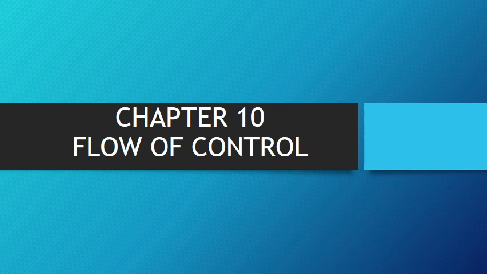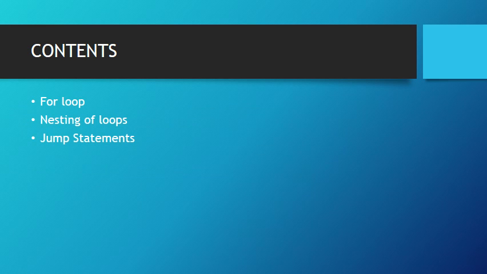Hello students, in this session let us recall Chapter 10 Flow of Control. Today we will learn about for loop, then nesting of loops, and last jump statements.